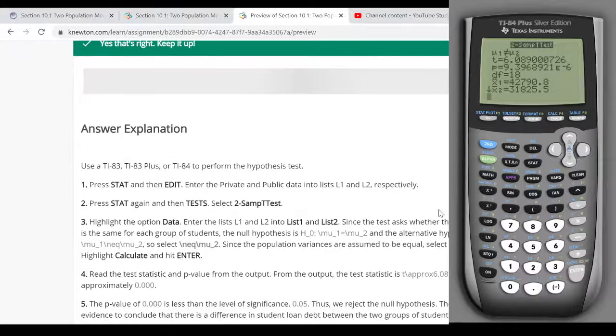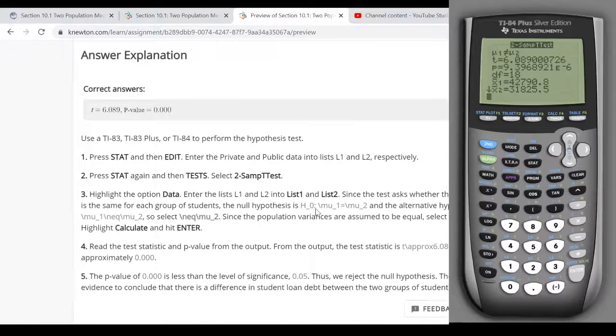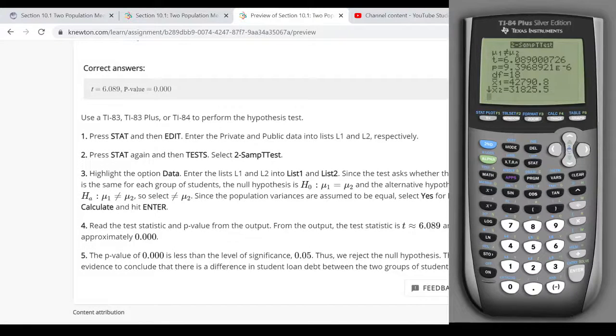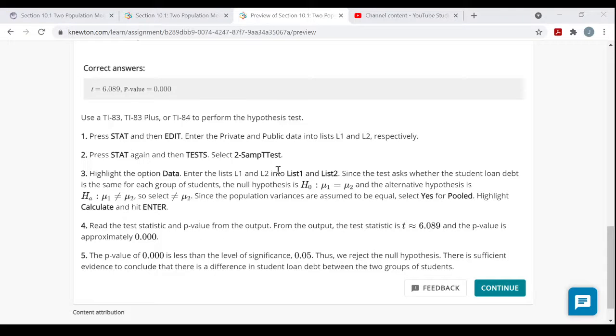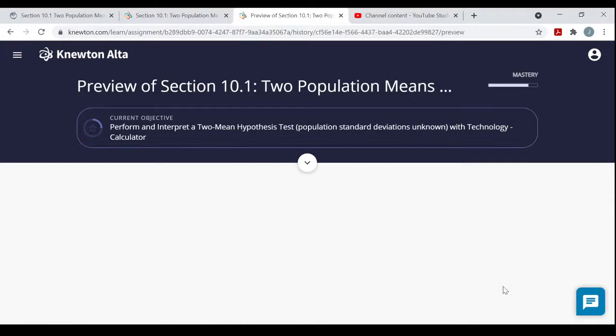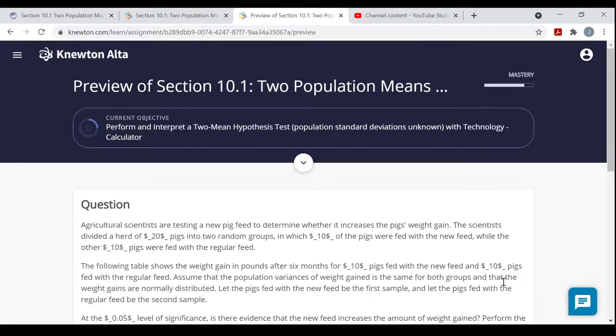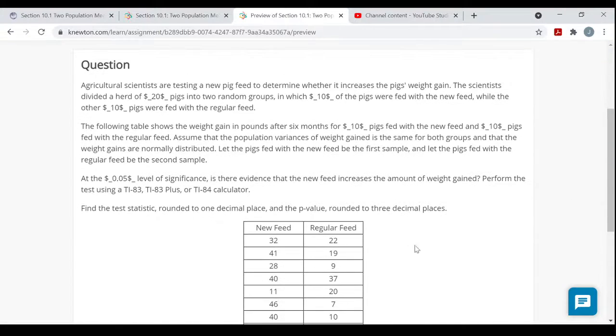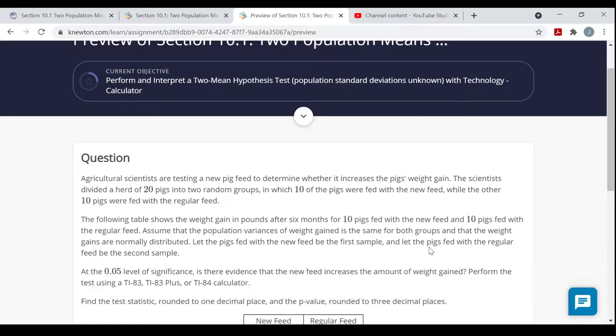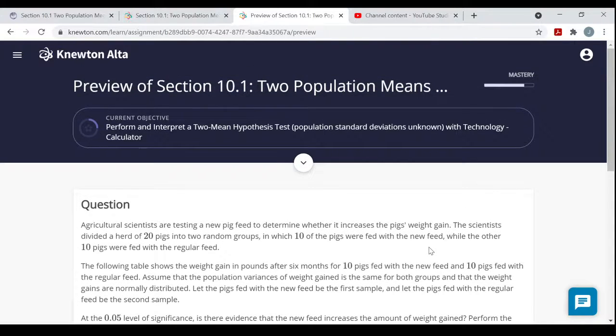Wonderful. All right, and again, they show you, read through the answer explanations. They're talking about how to do that on your calculator. This is what you'll see also in the more instruction. All right, and that's it. Now, I'm sure that you can do other things, and they'll ask you for the conclusion and whatnot.